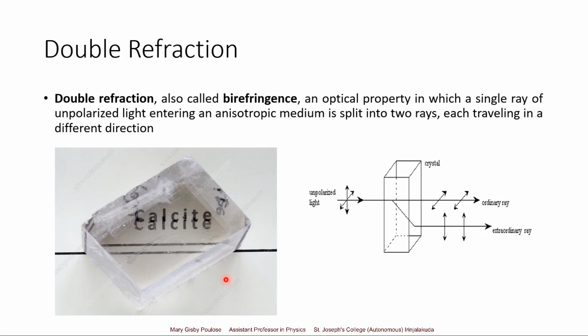Here in this calcite crystal, we can see that this line, when observed through this crystal, will be seen as two lines, right? And the written alphabets, calcite again, is here appearing as two sets of letters. This is due to the formation of two rays, the O ray and the E ray.